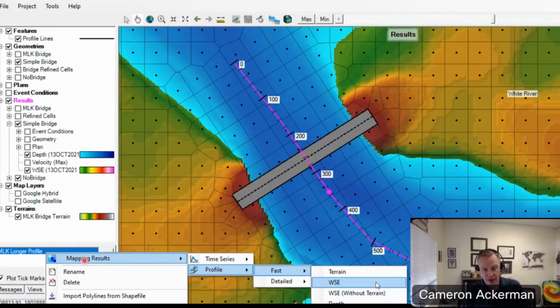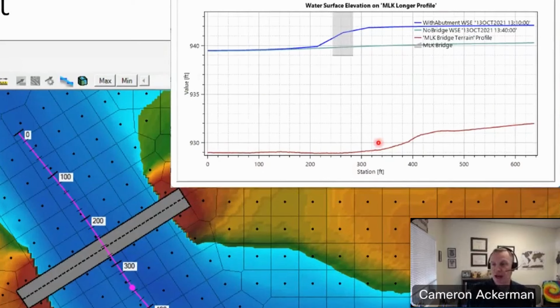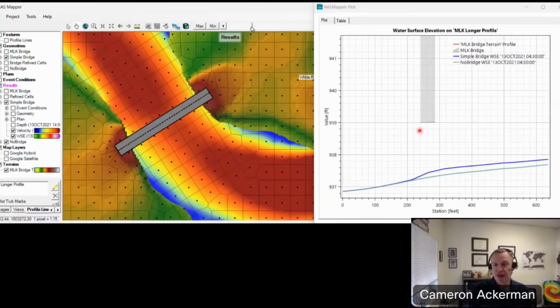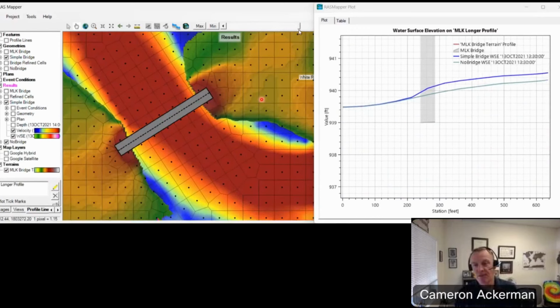view and look at mapping results, plot the profile, and plot the water surface. And then that longitudinal profile also will plot the bridge deck. That's a new addition. So you can see the water surface profile. Here we've got terrain, we've got the bridge deck, we've got the base profile with no bridge, and then we've got the profile with the bridge. All these things are animatable. So here you can see I'm dragging the slider bar, I'm animating the profile. It's showing me velocities in the channel while it's also plotting my water surface.